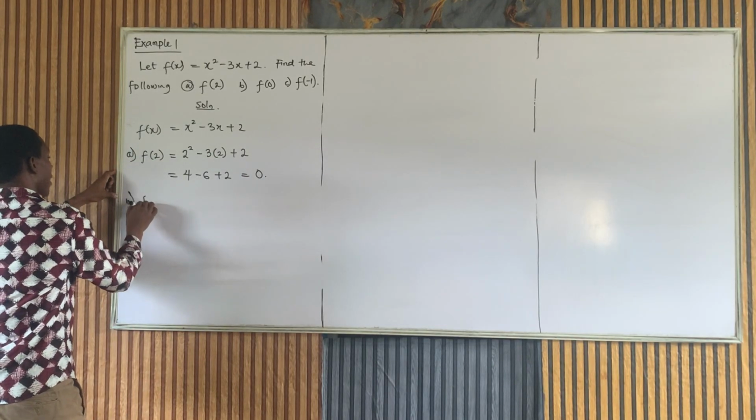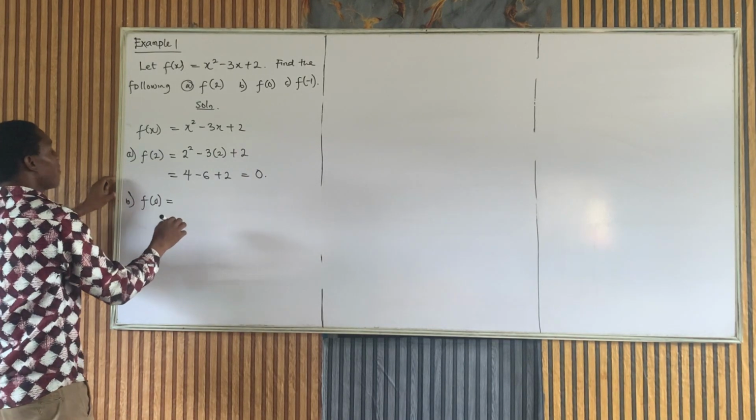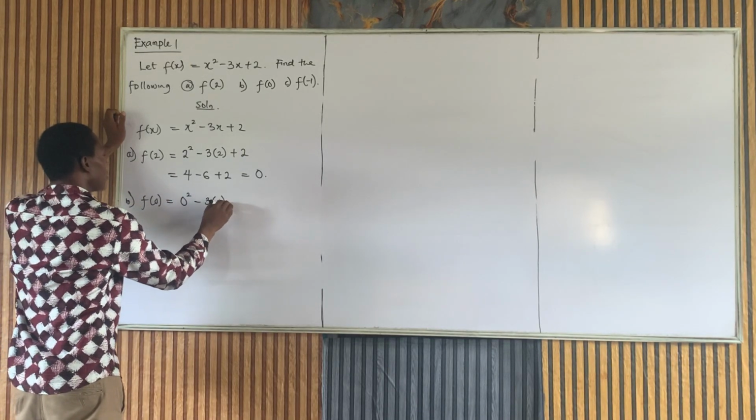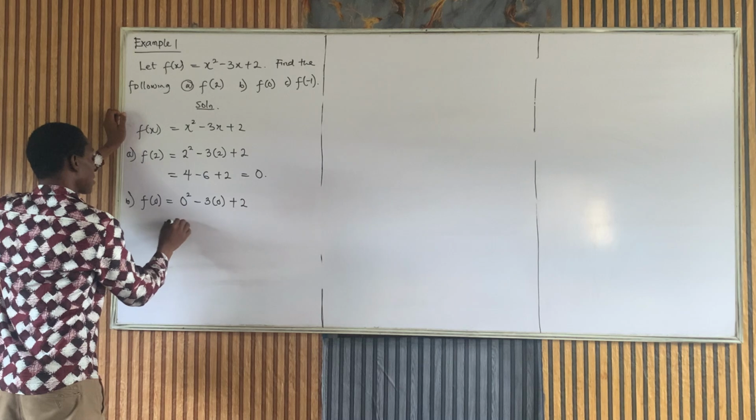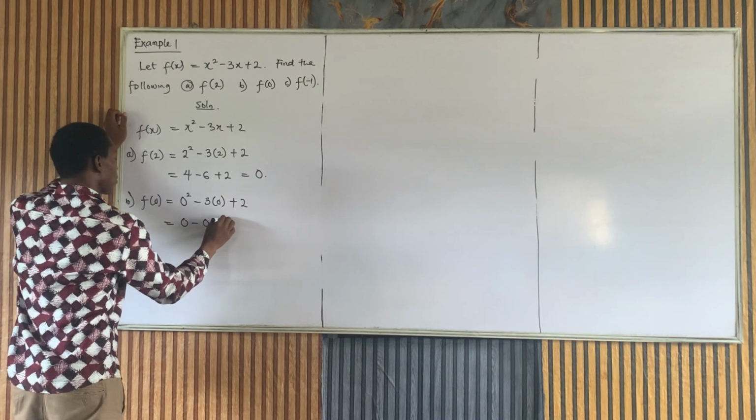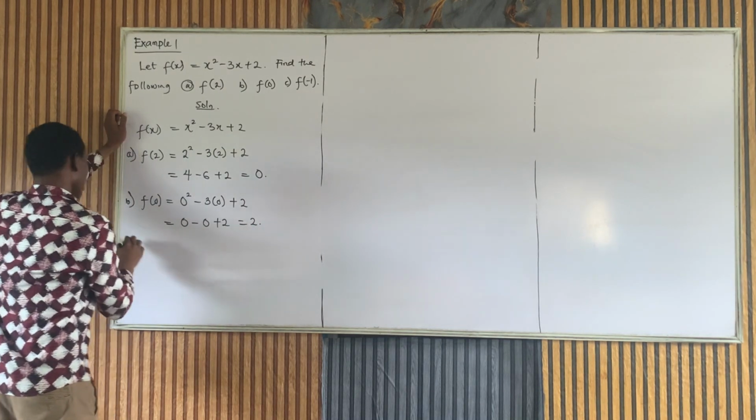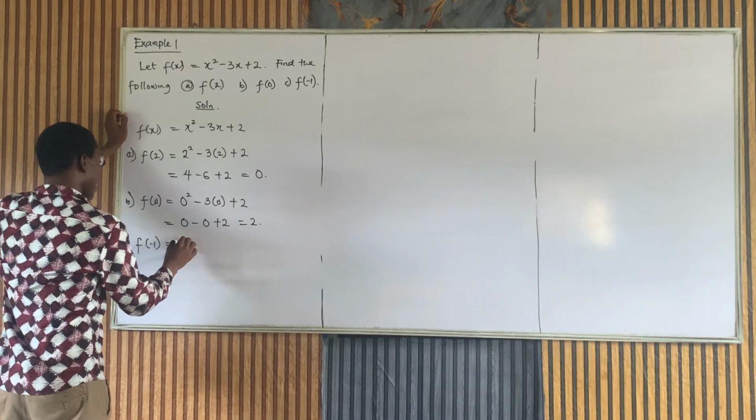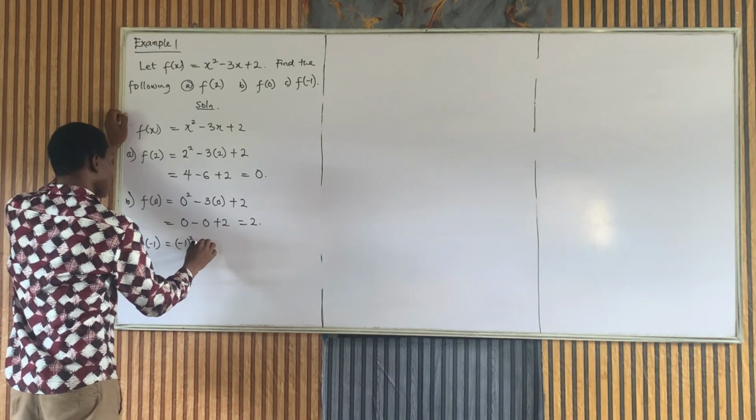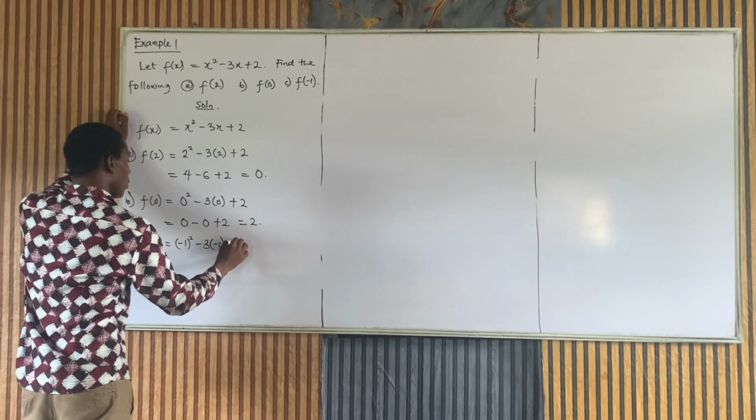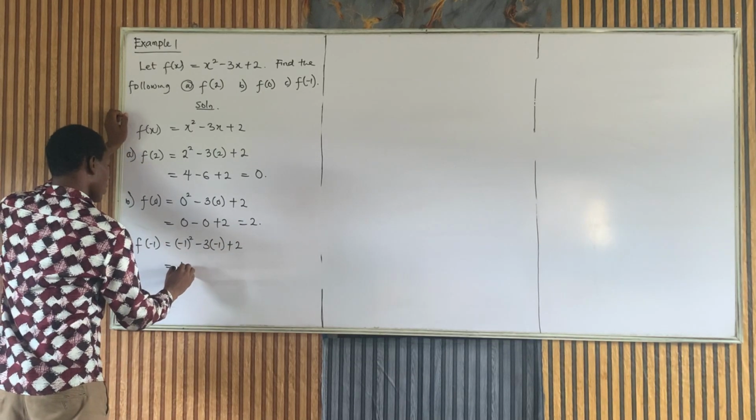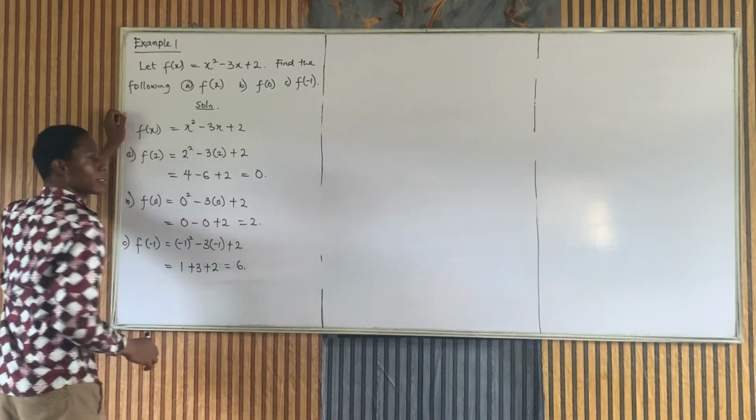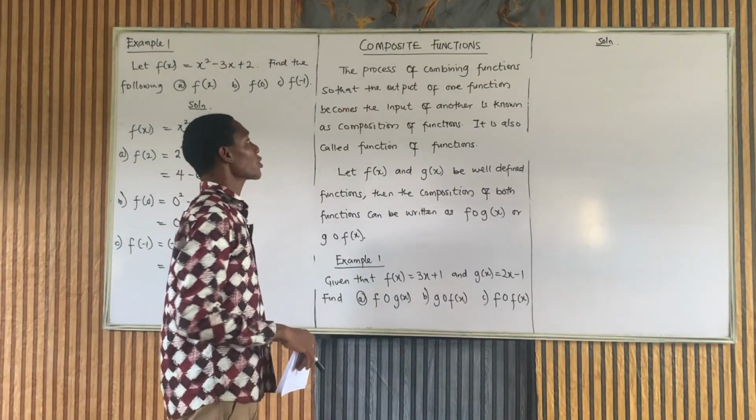B, f of 0. F of 0 means put x as 0. That will be 0 squared minus 3 times 0 plus 2. And this will give us 0 minus 0 plus 2. And that's simply 2. And lastly, f of minus 1. And that will be minus 1 squared minus 3 into minus 1 plus 2. So this will give us 1 plus 3 plus 2. And that's simply 6.